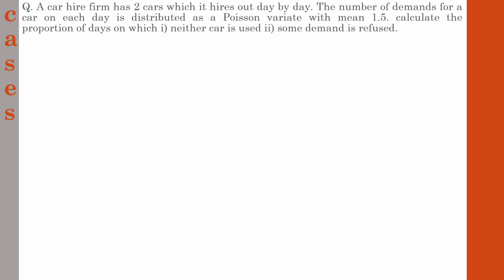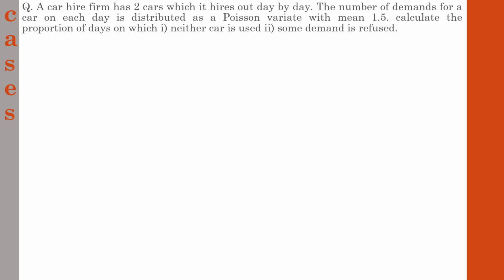Another case. A car hire firm has 2 cars which it hires out day by day. The number of demands for car on each day is distributed as a Poisson variate with the mean 1.5. The mean value is already given. In the case where the mean value is already given, there will be adjustments with regard to the question. Calculate the proportion of days on which neither car is used. That is the first question. Second one, some demand is refused.